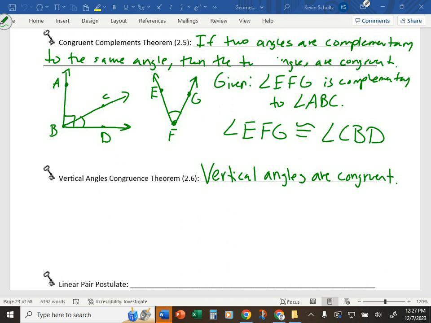Aren't the vertical angles the ones that look like an X, where the two sides are congruent to each other? Yep. So when you have two segments, rays, or lines that intersect, vertical angles are opposite each other at that point of intersection. Okay? So these two angles would be congruent based on the vertical angles congruence theorem. Likewise, these two angles are also congruent.